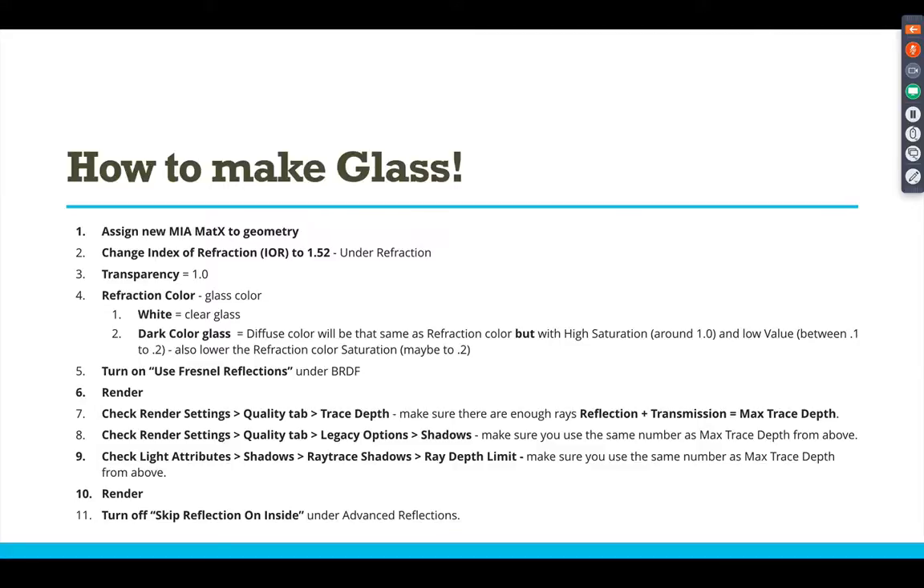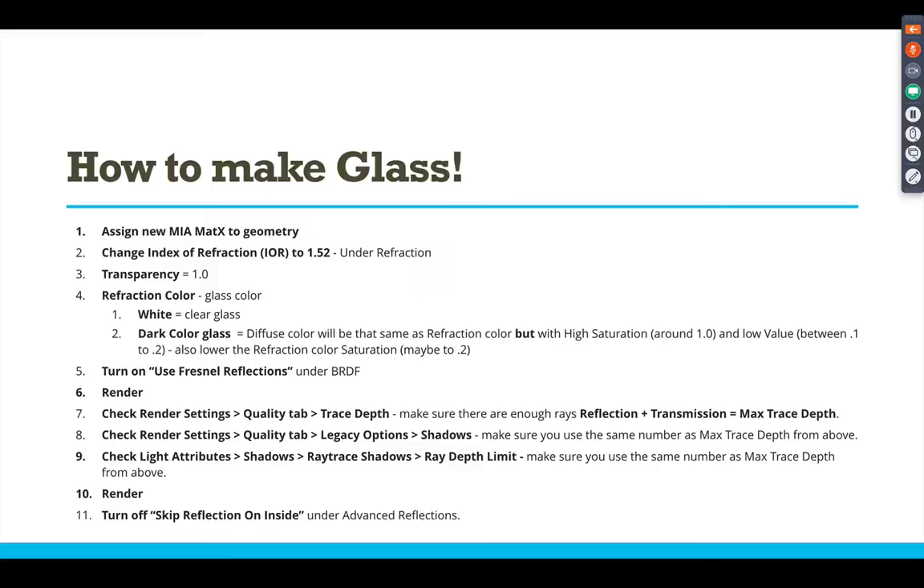The first thing you're going to want to do is assign a new material to your glass or whatever you're trying to make. Okay, change the index of refraction so that it matches the type of material, whether it happens to be plastic, alcohol, liquid, glass, it doesn't matter. Transparency, for glass we start off transparency of 1. The color, if you have clear glass, the color is going to be white. If you have colored glass, then we'll sample the color from the reference and adjust accordingly. And all this is in the refraction color.